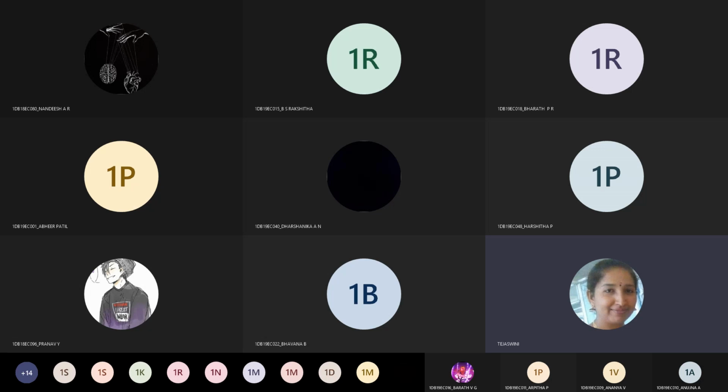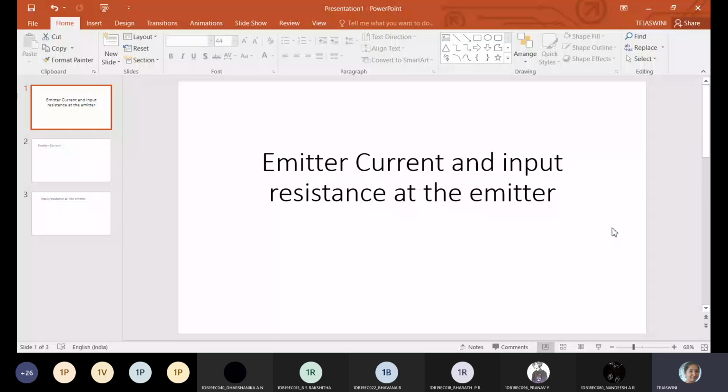As you all know, we require a DC source for biasing. So AC is superimposed on the DC, and here we are finding out how the amplification will take place for a small signal operation, how the maximum swing or maximum amplification takes place when you choose a small signal. Regarding that, we have derived an expression for base current and input resistance at the base terminal. In continuation of that, we'll move on to the emitter current and input resistance at the emitter.